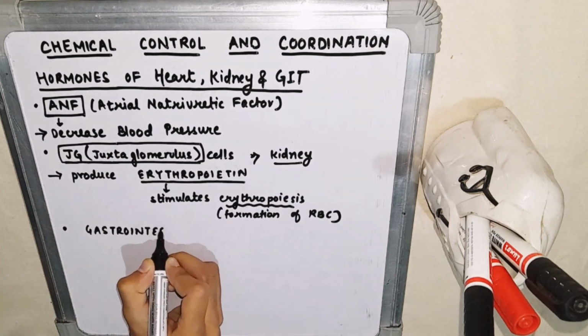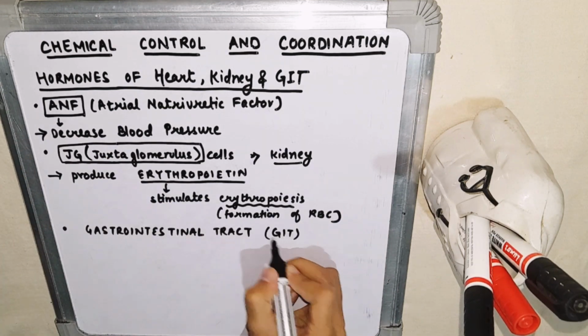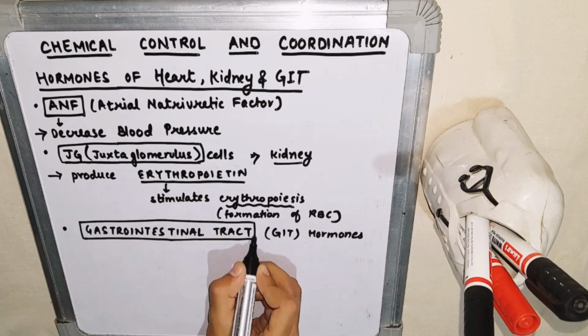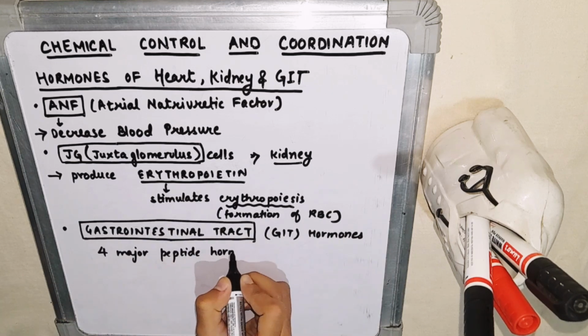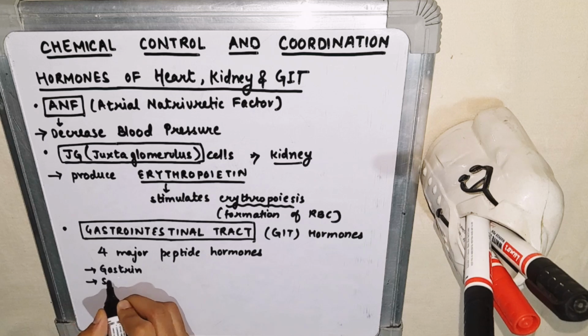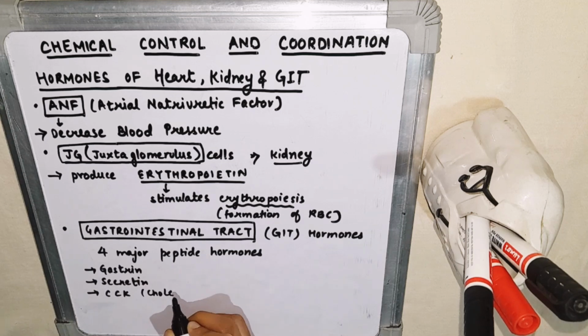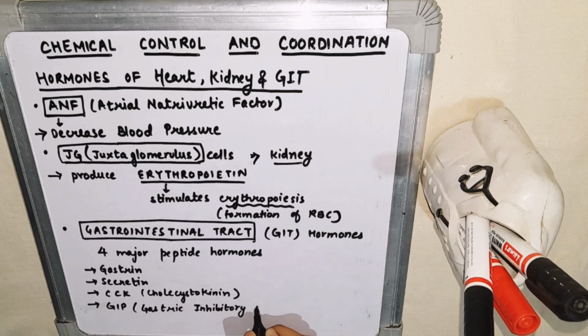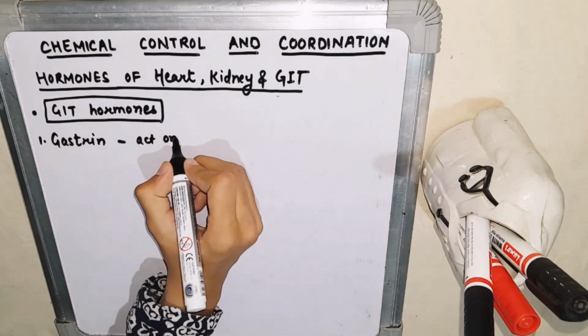Now next is the gastrointestinal tract or GIT hormones. There are four major peptide hormones in the GIT. First gastrin, second secretin, then cholecystokinin, and then GIP, which is gastric inhibitory peptide hormone. Let's discuss the GIT hormones in detail.